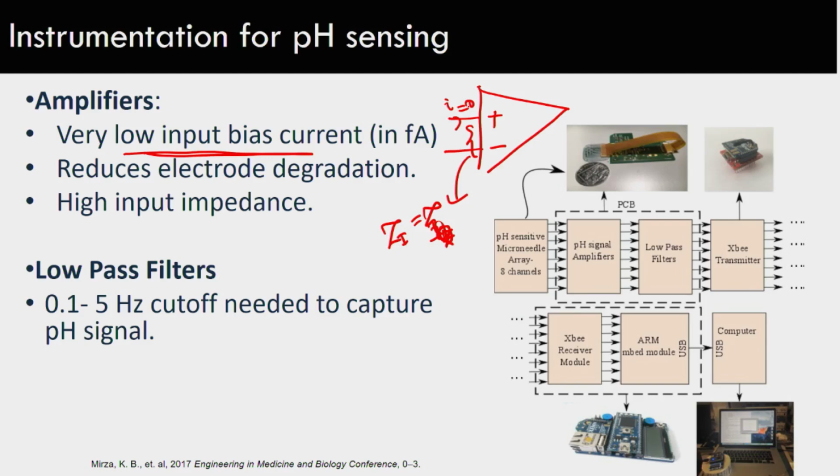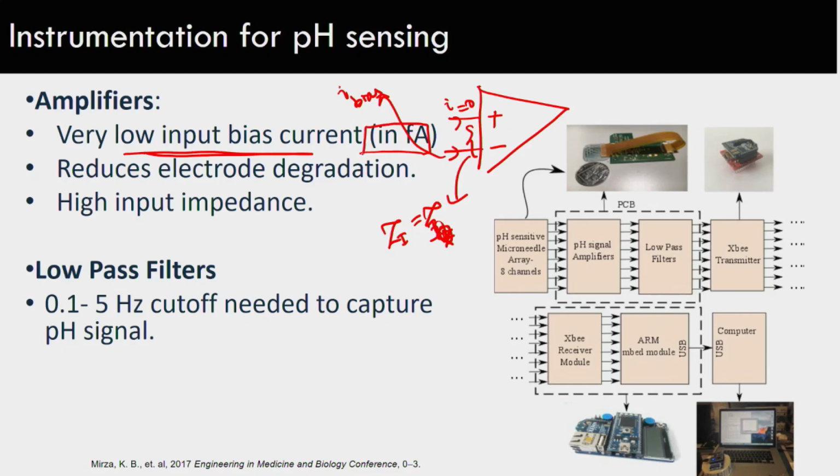Okay, so ideally we have infinite input impedance, but let's mark the word ideal. There is always some small current which is flowing inside, and we call that I bias, or bias current. The input bias current should be as small as possible. There is a reason for that, and I will explain it as well.